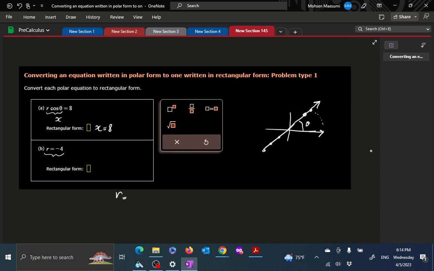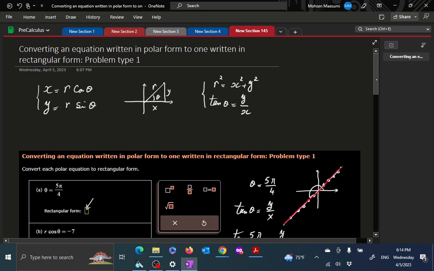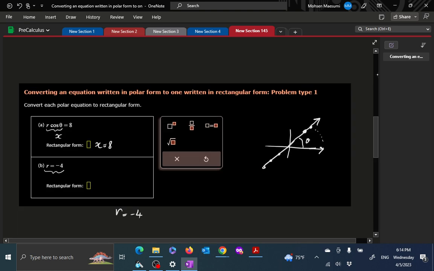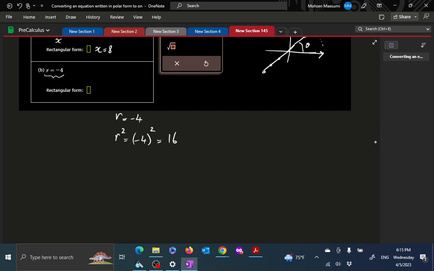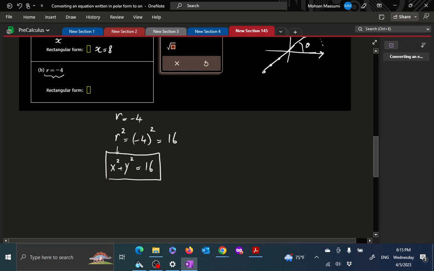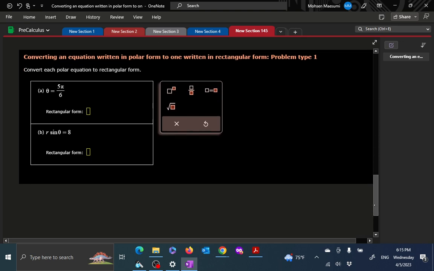Well, if r is equal to minus 4, how can we convert it to anything? We are going to use this. We square it. So I'll have r squared is equal to minus 4 squared, which is 16. R squared, we said, is the same as x squared plus y squared. It's the Pythagorean theorem. Our equation becomes x squared plus y squared is equal to 16, which is, of course, the equation of a circle whose radius is 4. So that is our final form here. Here's another example.